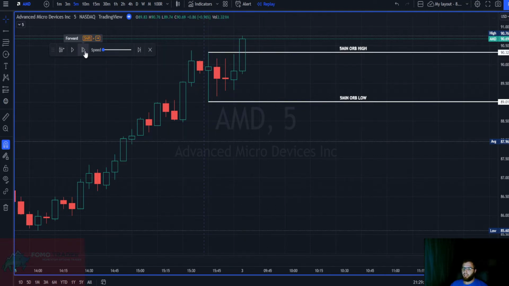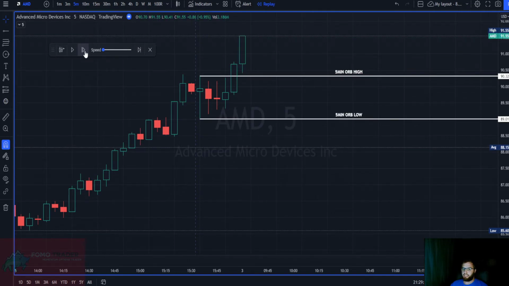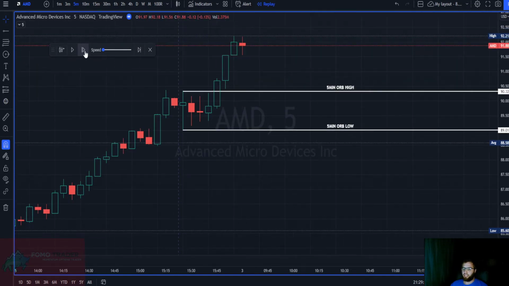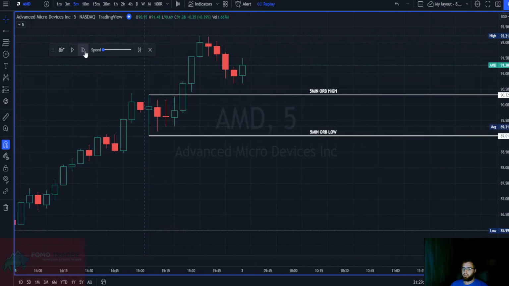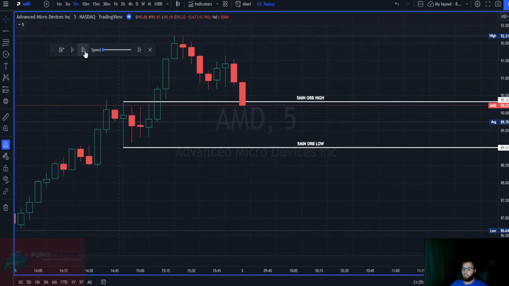And then if we follow it out, we can see here that if we would have taken this trade, we would have had a pretty nice run. So we went right back into the ORB range, but we broke it here. We went from 90.32 on the ORB break and all the way up to 92.21. So that's right under $2 gain on that ORB breakout.